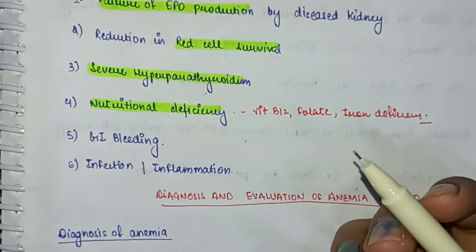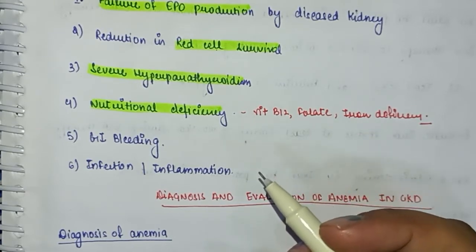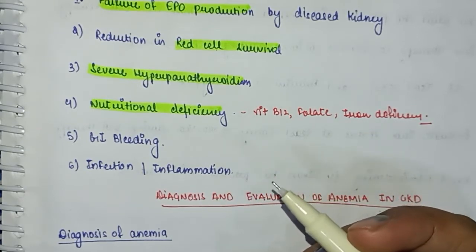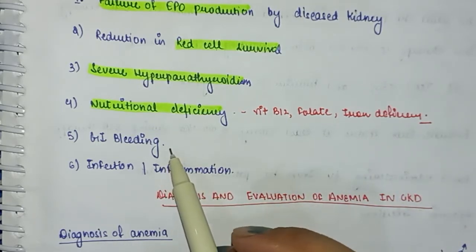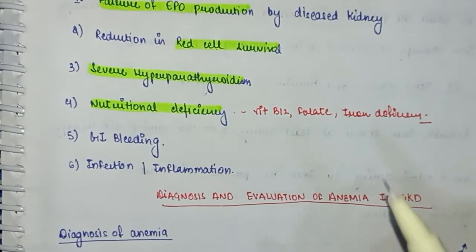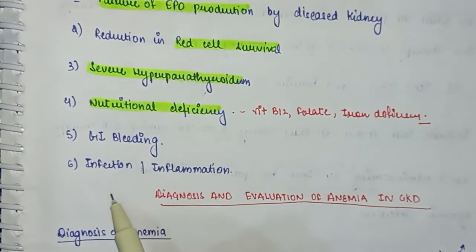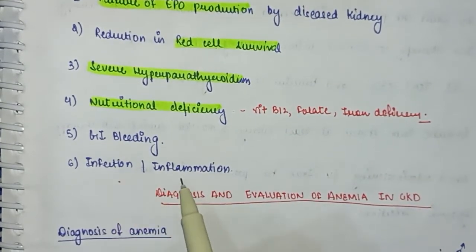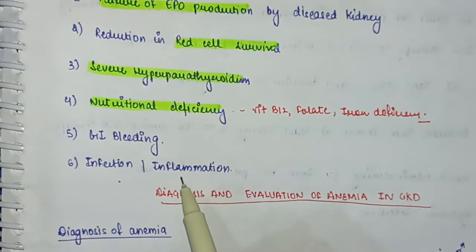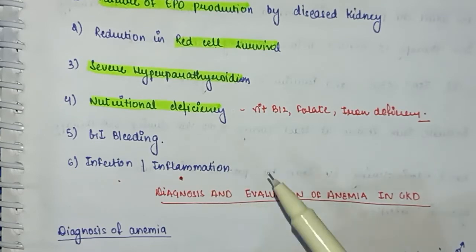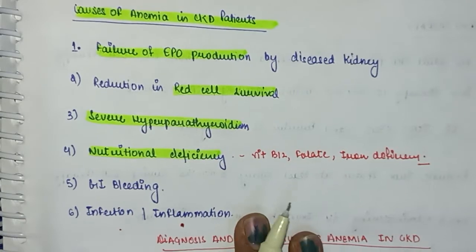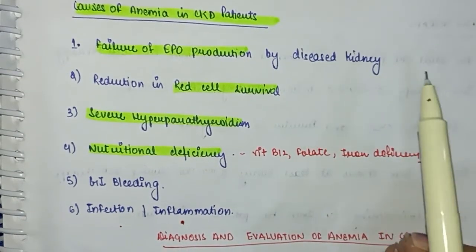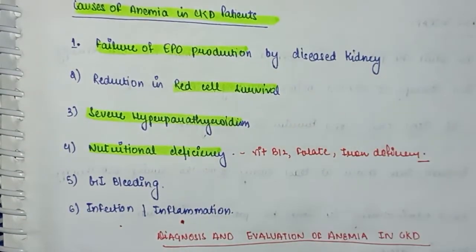there are also high chances of bleeding because of platelet fragility or decreased red cell survival. So there can be occult GI bleed in CKD patients, which can also contribute to anemia. And also infection and inflammation, because they have decreased immunity, CKD patients are prone to infections. So these are the main causes of anemia in CKD patients. Most important is failure of erythropoietin production by diseased kidneys.